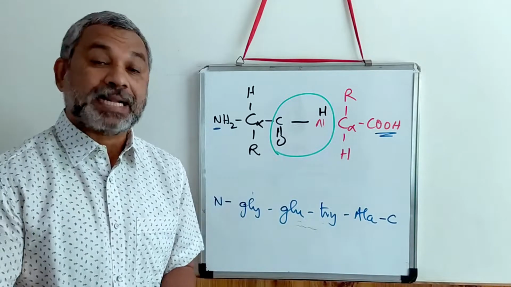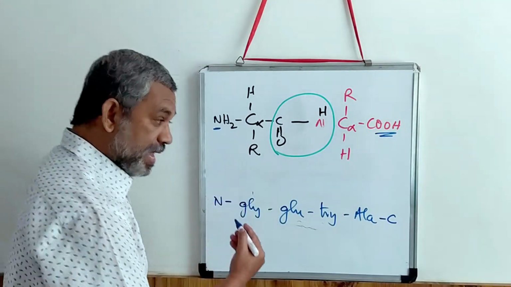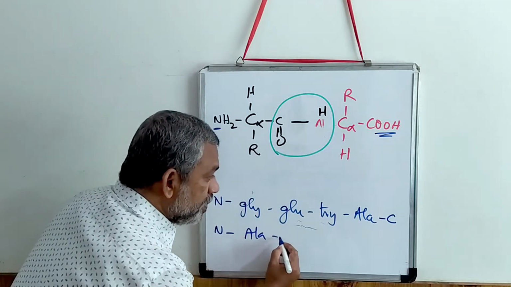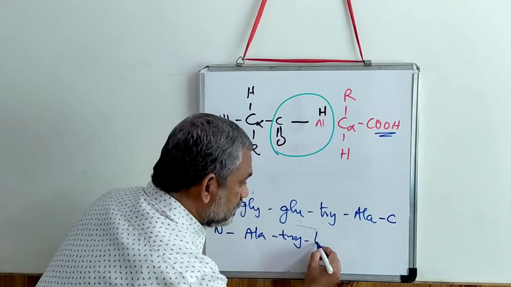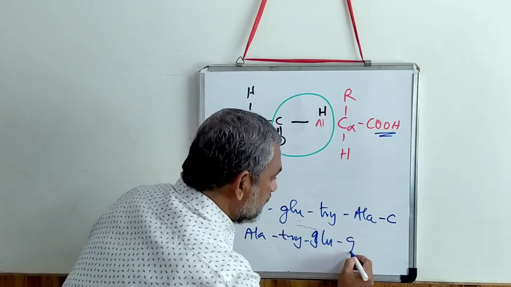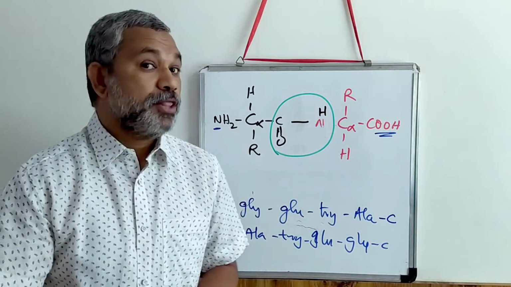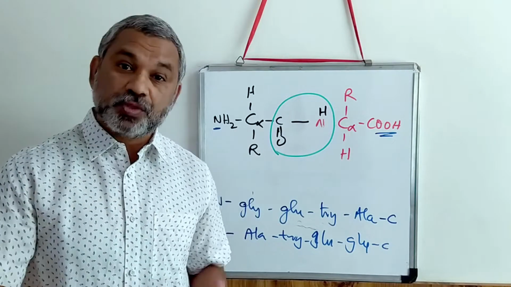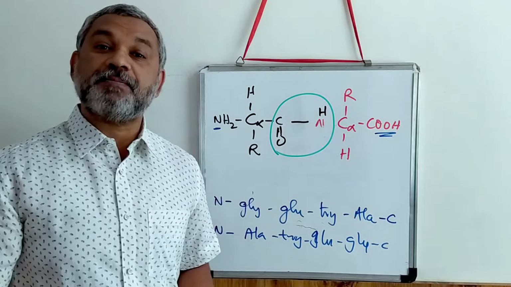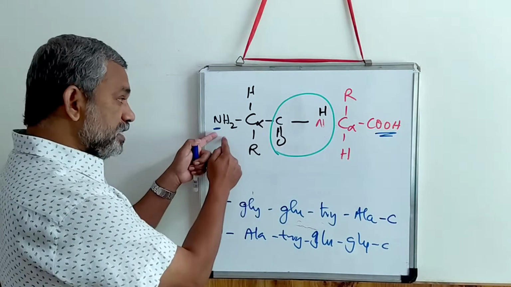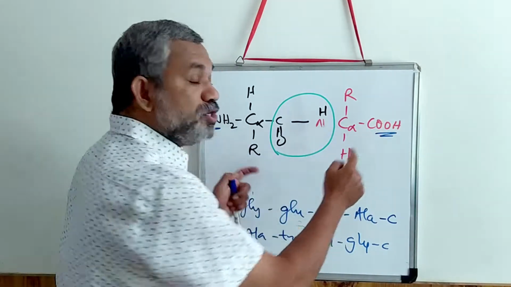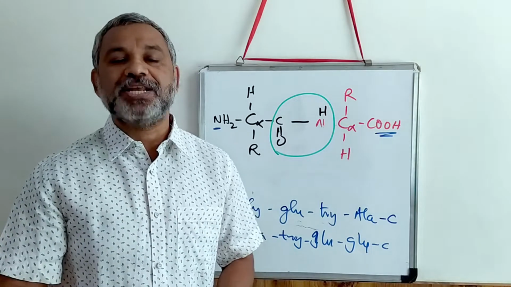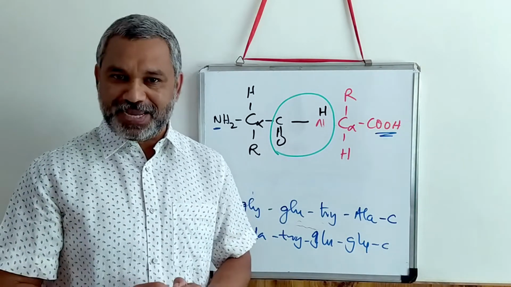This we cannot write in the reverse direction, like N, alanine, tryptophan, glutamic acid, glycine, C. This becomes a totally different protein structure. So when we write the structure of a peptide, it has to be written starting from the first amino acid to the carboxyl end amino acid. This is one convention that we need to keep in mind.